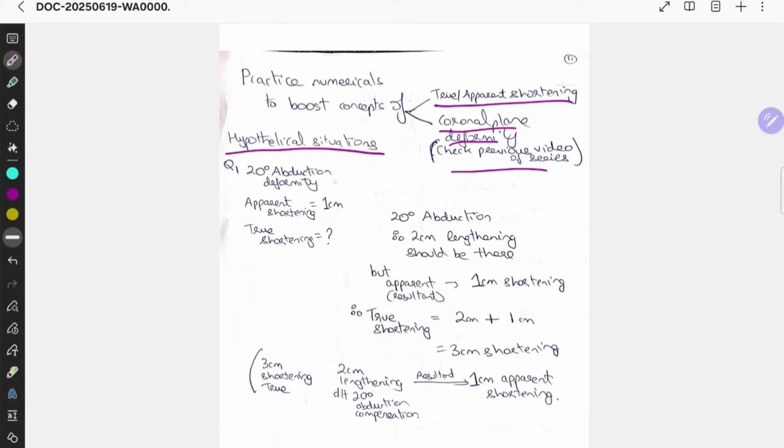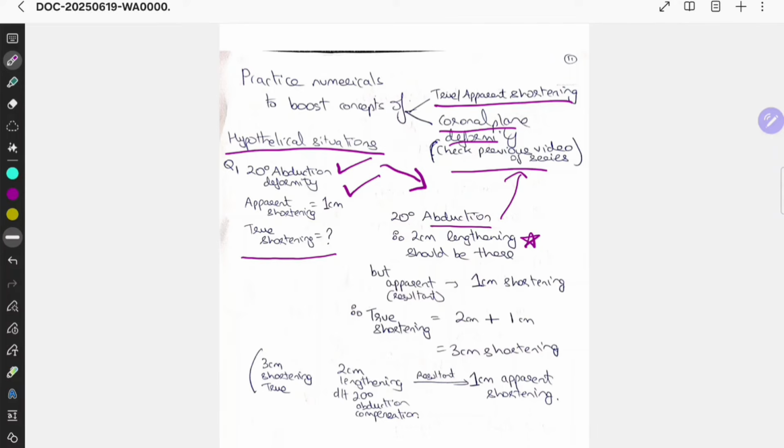Let's suppose this patient presented to you has right sided 20-degree abduction deformity, and apparent shortening is 1 centimeter. You have been asked to measure what the true shortening is. Putting all the concepts in one place: the patient has 20-degree abduction deformity. What does that mean? That there should be 2 centimeter lengthening. Am I making sense? This you can understand from the previous video. Every 10 degrees corresponds to 1 centimeter of limb length. Every 10 degrees of coronal plane deformity corresponds to 1 centimeter of limb length discrepancy.